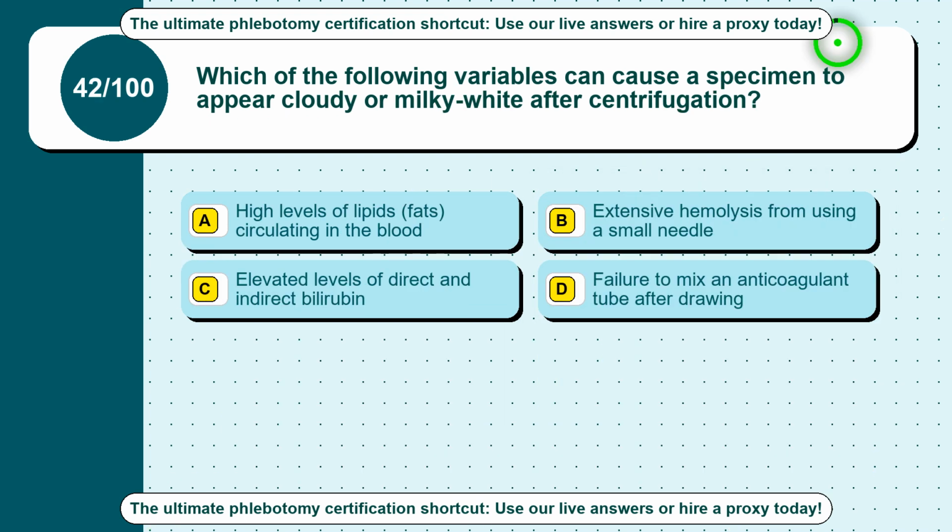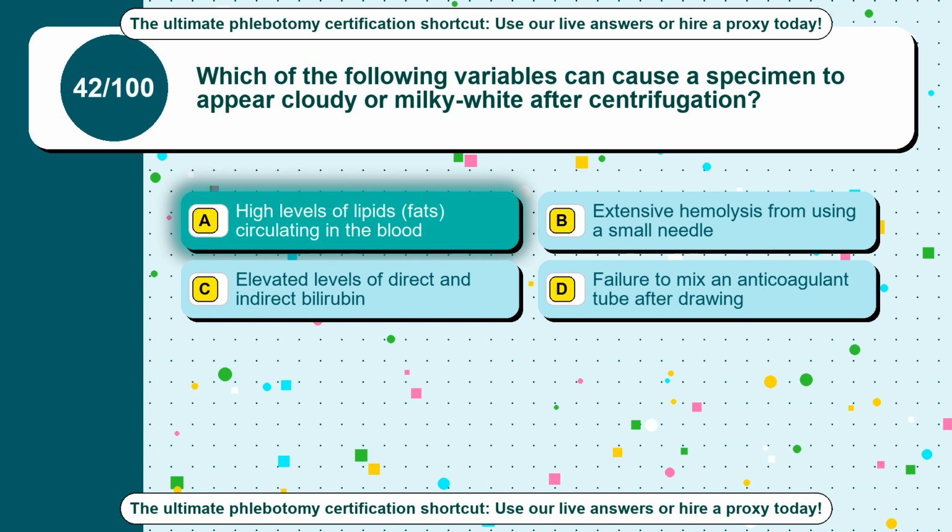Question 42. Which of the following variables can cause a specimen to appear cloudy or milky white after centrifugation? Option A, high levels of lipids, fats, circulating in the blood. Option B, extensive hemolysis from using a small needle. Option C, elevated levels of direct and indirect bilirubin. Option D, failure to mix an anticoagulant tube after drawing.